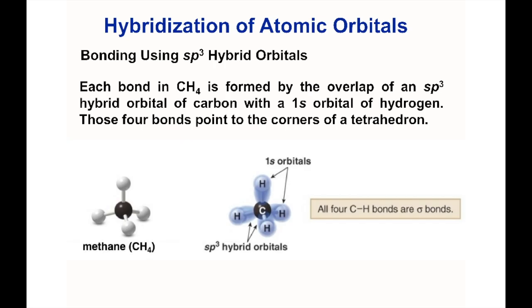So that explains the bonding pattern in methane, where you have four hydrogen atoms, each with an unpaired electron in their s orbitals, overlapping with the unpaired electron in each of the four hybridized sp3 orbitals on carbon, thereby creating a molecule that is tetrahedral in shape.